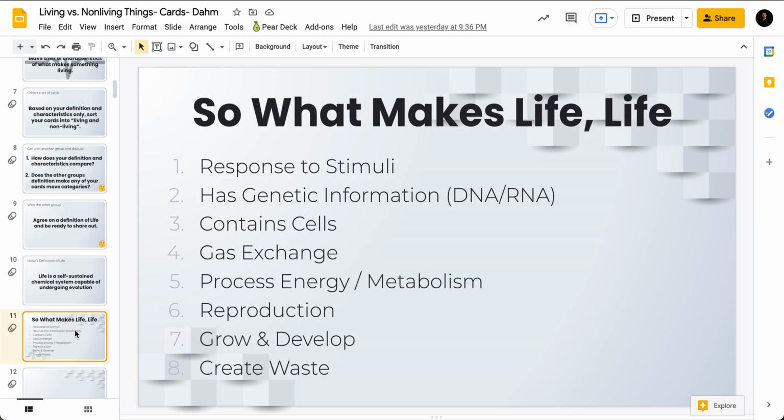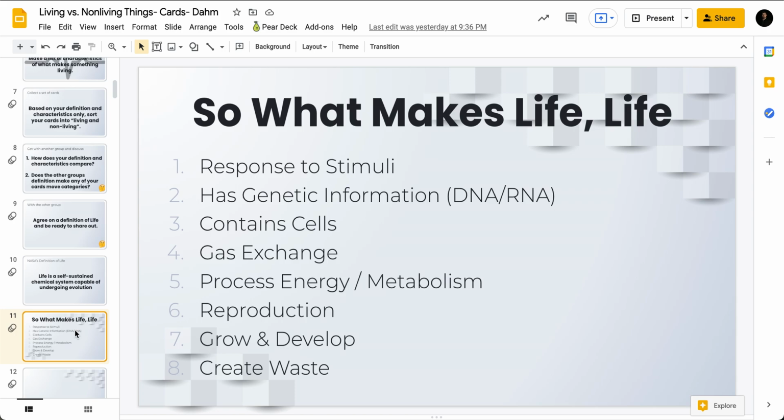Genetic information, fire doesn't have that. Cells, fire doesn't have cells either. As far as gas exchange, though, fire does take in oxygen, burns it, and creates CO2 and other gases. So it does exchange gases. It does produce energy. Heat is energy, and it reproduces. It creates more fire, and it gets bigger. And then at the end of it, there's waste. There's char, there's ashes, there's all kinds of stuff left behind. So if you look at this list and compare it to fire, you might say, well, fire meets most of these characteristics, so it must be living.